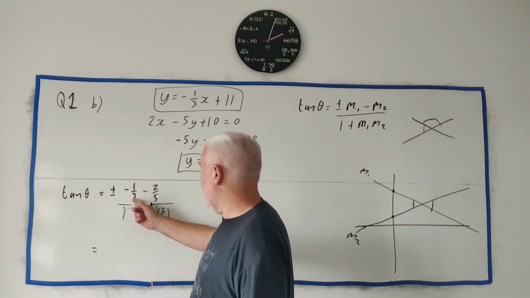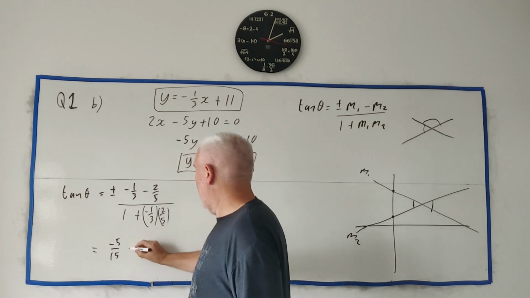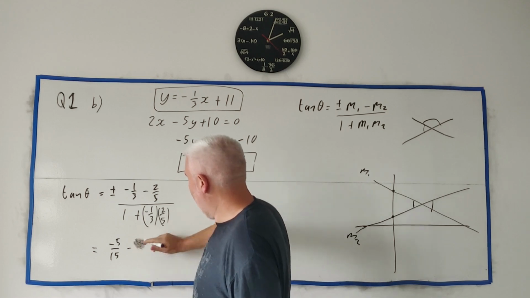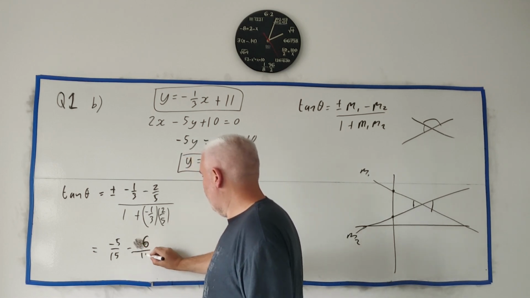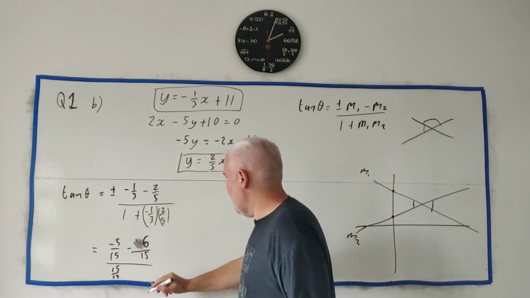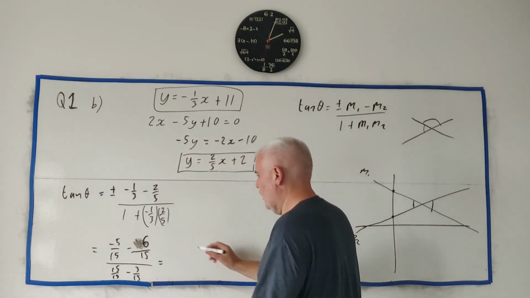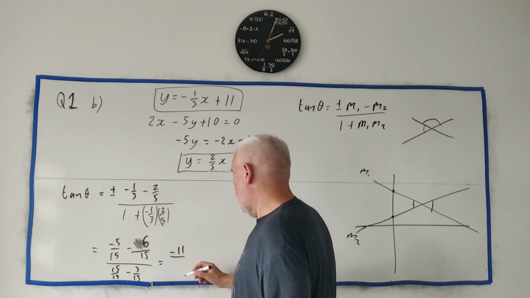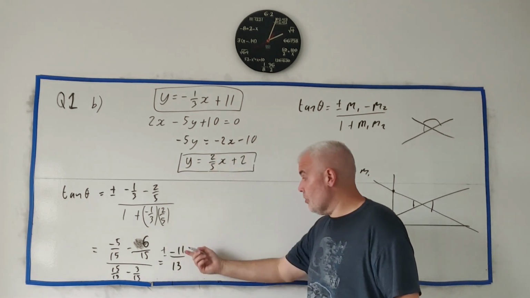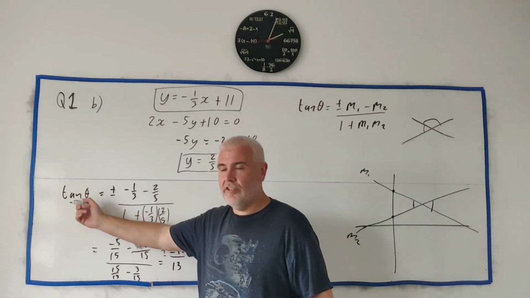This can go to 15, that can go to a 15, this is a 15, and this can go to 15. So we'd get, multiply both of these by 5, we get minus 5 over 15, we get minus 10, oh sorry, minus 6 over 15. On bottom row we'd get 15 over 15, and minus 3 over 15. All the 15s cancel, and we'd get minus 11 over 13. Oh, but that's a plus or minus anyway. So plus or minus 11 over 13 would be the answer for tangent of theta.